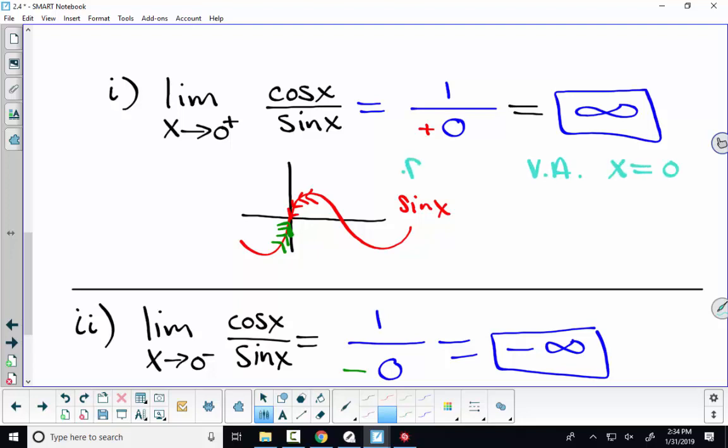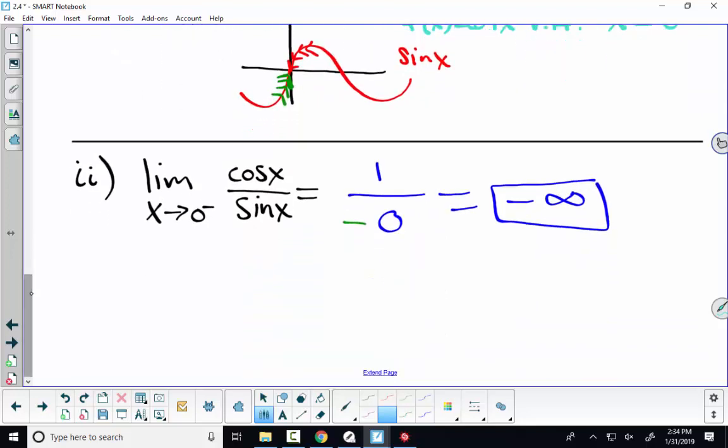Maybe we would just call it f of x. F of x equals cotangent of x has a vertical asymptote at x equals 0. That's our conclusion there, and same conclusion here. So if you see tangent, secant, cosecant, just think about them in terms of sine and cosine, and we can utilize the same reasoning to evaluate those.